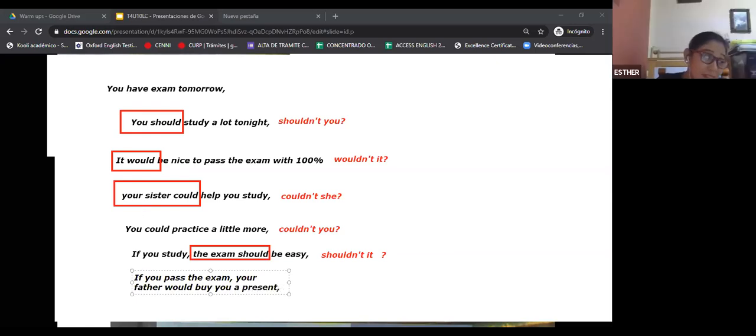No, te la comes tú. Yo ya comí, mi amor. Mami, come. No. Come, por favor.